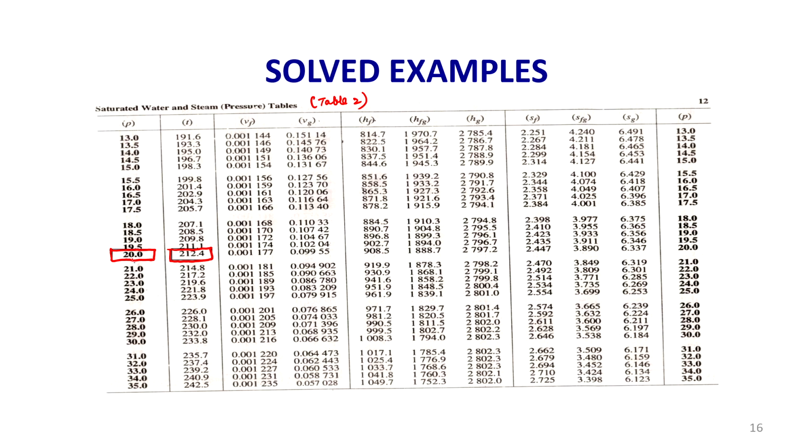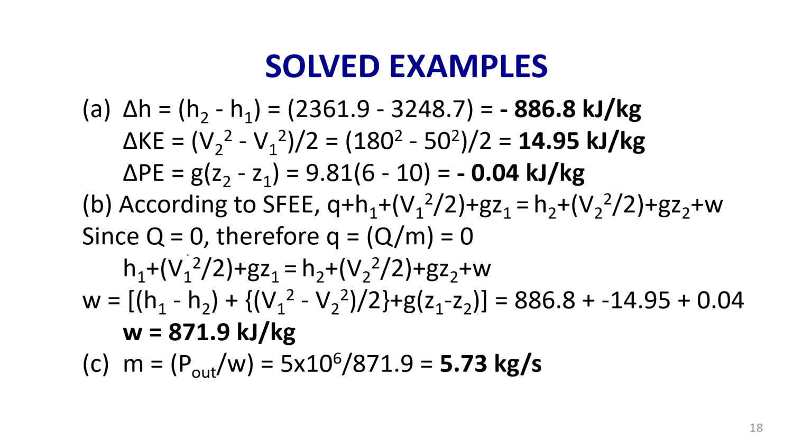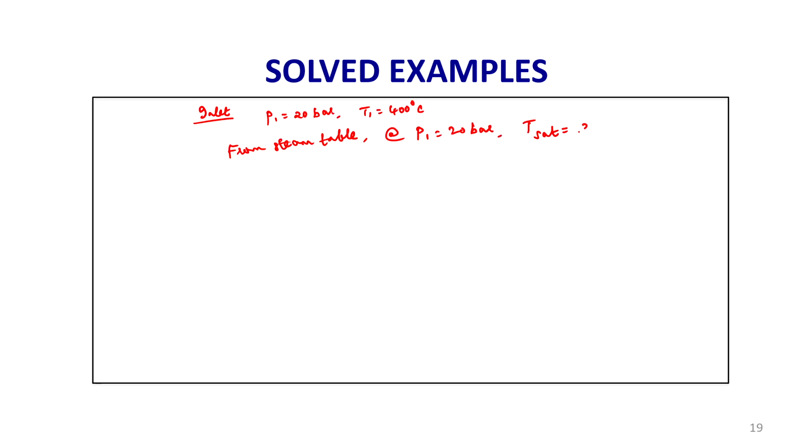So, now corresponding to 20 bar, we have a saturation temperature of 212.4 degree centigrade. So, that I am going to write here: 212.4 degree centigrade. Now, the given temperature of the steam is T1, the saturation temperature of the steam is T sat. 400 is greater than 212.4. Therefore, the condition of the steam is superheated.